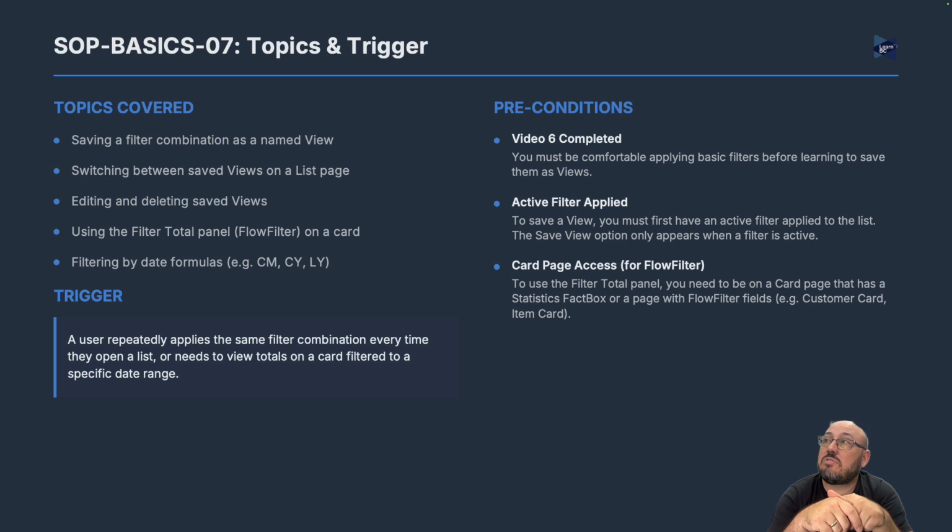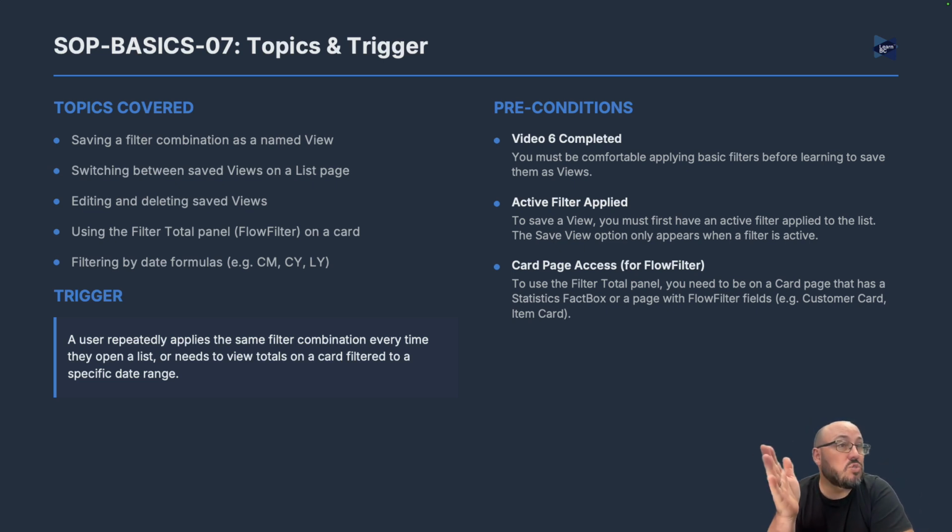So the topics we're going to cover is saving a filter combination as a named view. We're going to be switching between saved views on a list page, editing and deleting saved views, using the filter total panel, flow filter on a card, and filtering by date formulas, e.g. CM, CY, LY.